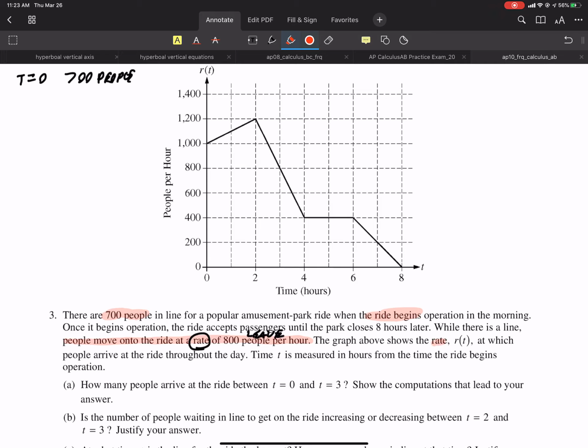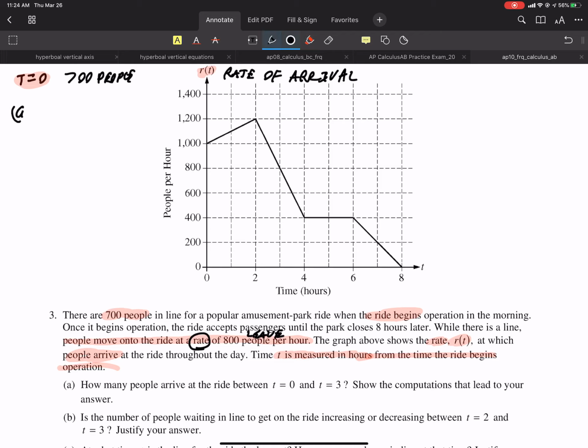The graph shows the rate R of t of people arriving. So R of t is important to note. That's the rate of arrival. Let's continue reading this. t is measured in hours from the time the ride begins operation. So again, t is 0 at the start. How many people arrive at the ride is question A.